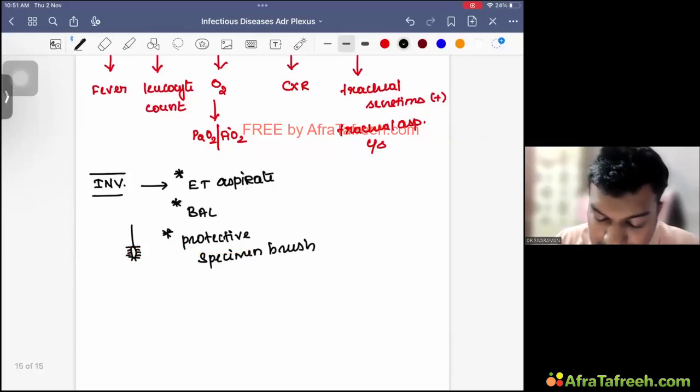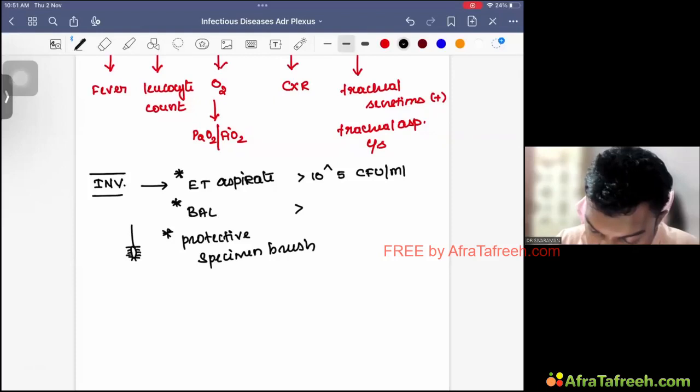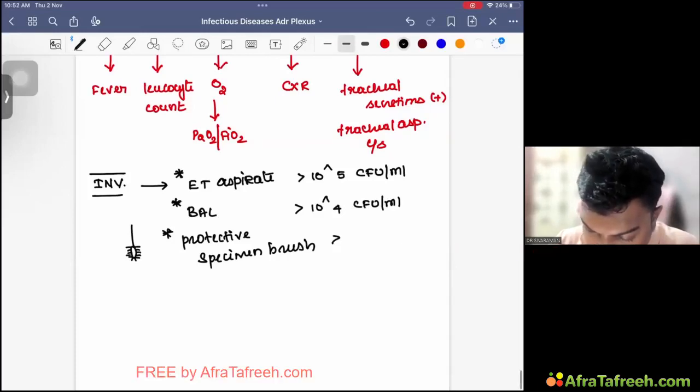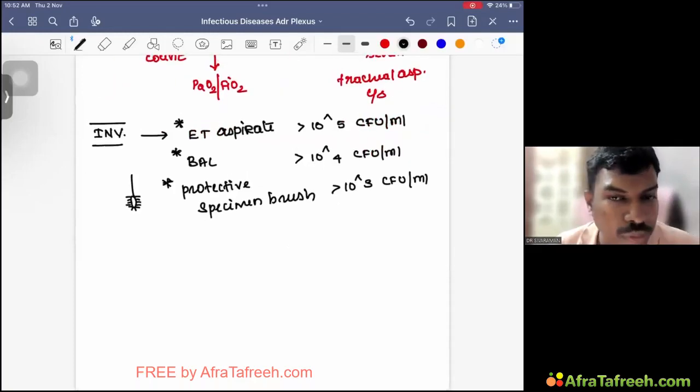ET aspirate is significant whenever the colony growth is more than 10 power 5 per ml. BAL is significant whenever it is more than 10 power 4 per ml. Protective specimen brush, more than 10 power 3 per ml. So this is very important.